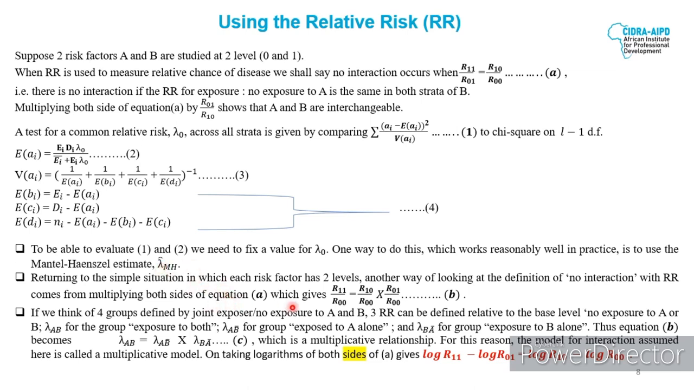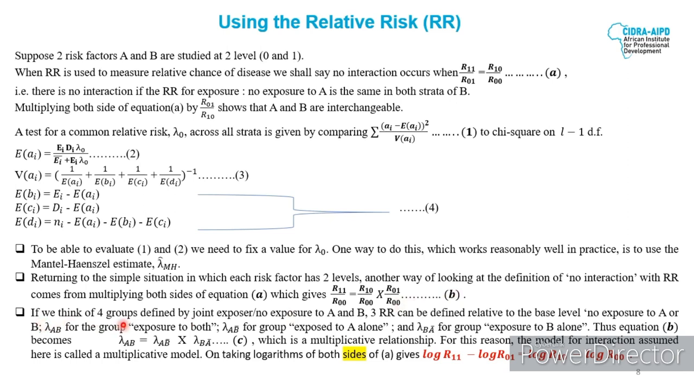Returning to the simple situation in which each risk factor has two levels, another way of looking at the definition of no interaction with relative risk comes from multiplying both sides of equation A, which gives R11 by R00 equal to R10 by R00 into R01 by R00. Let us say this is equation B.